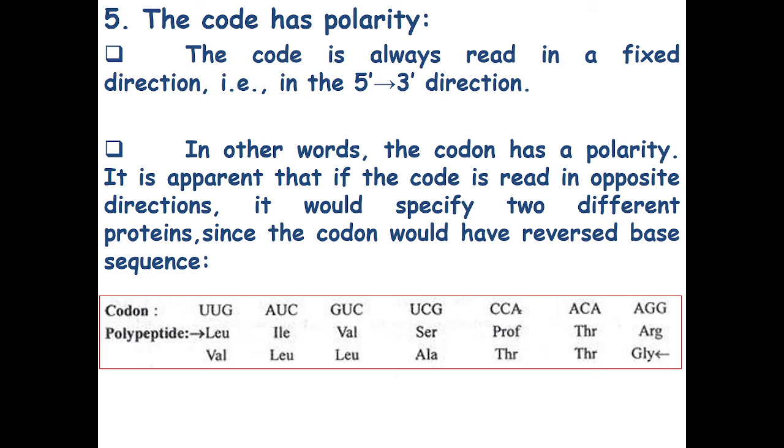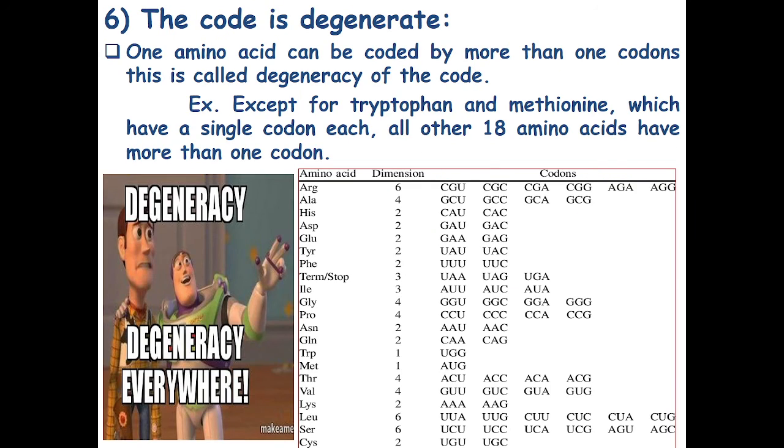The code has polarity, which means we are going to read the codon from the 5' end to the 3' end of mRNA. That's why it is called the polarity of the codon. The code has degeneracy. Degeneracy means the same amino acid can be coded by different codons. This is called degeneracy.